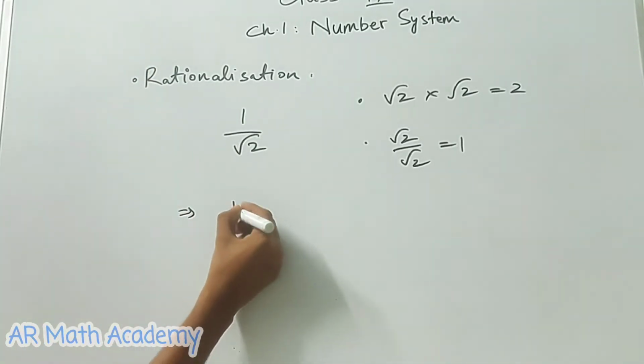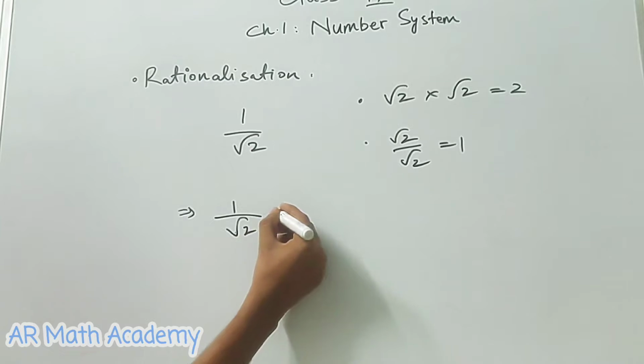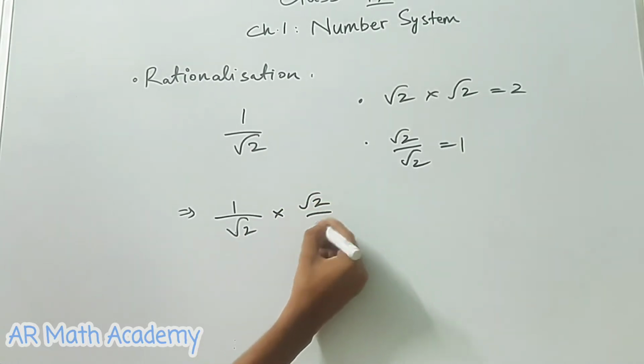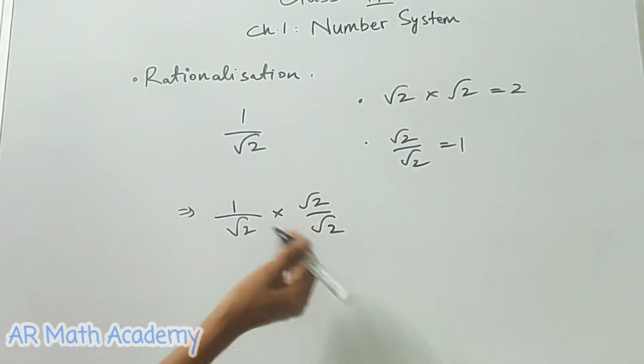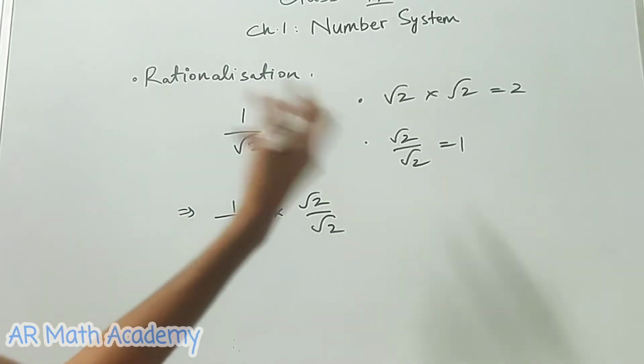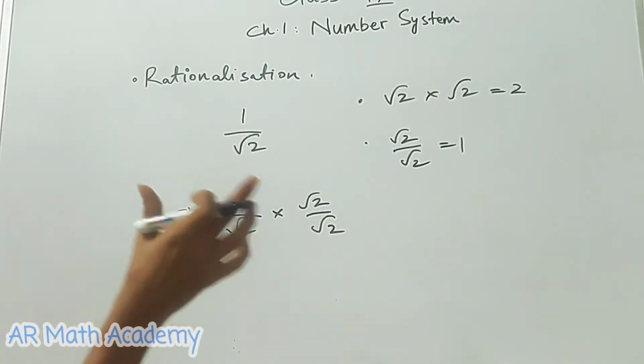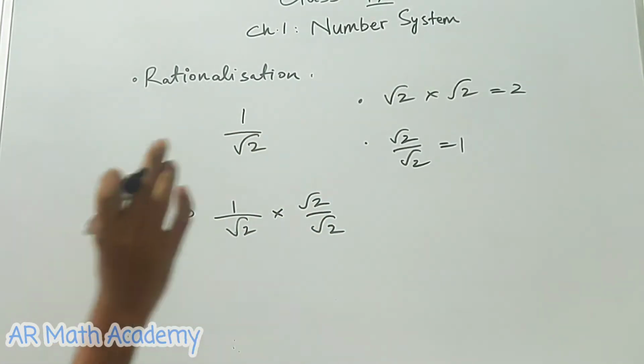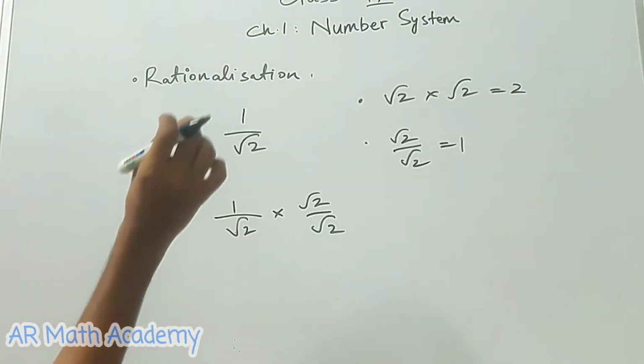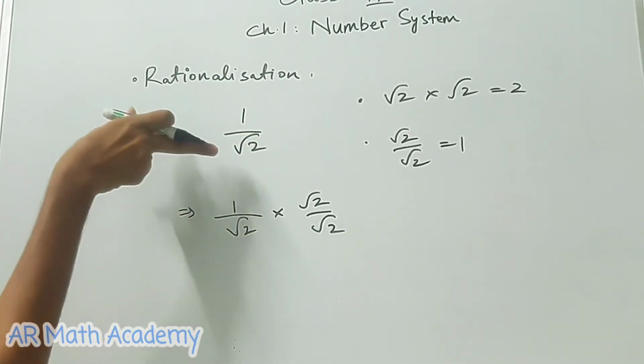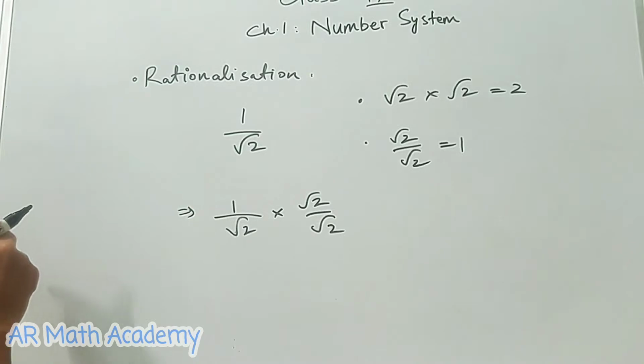Now what we do over here is 1 by root 2 into root 2 divided by root 2. Now root 2 by root 2 is 1. So we are basically multiplying 1 by root 2 times 1. But why are we doing it like this? Why are we taking this procedure? Because our objective over here is to bring a rational number to the denominator instead of an irrational number.